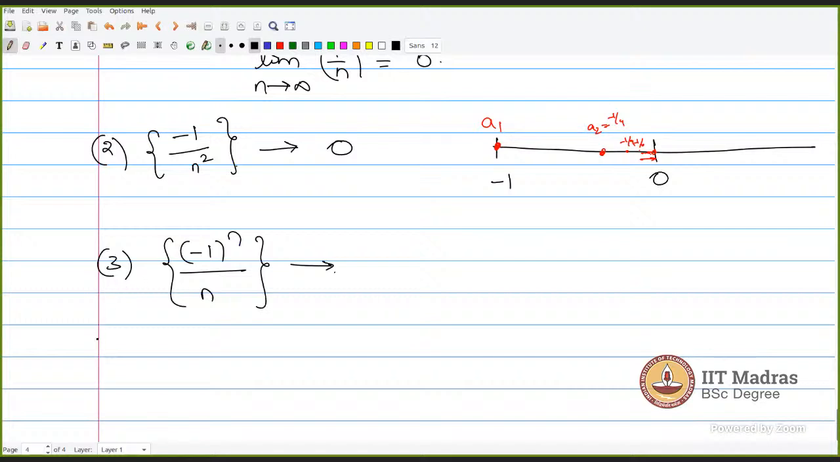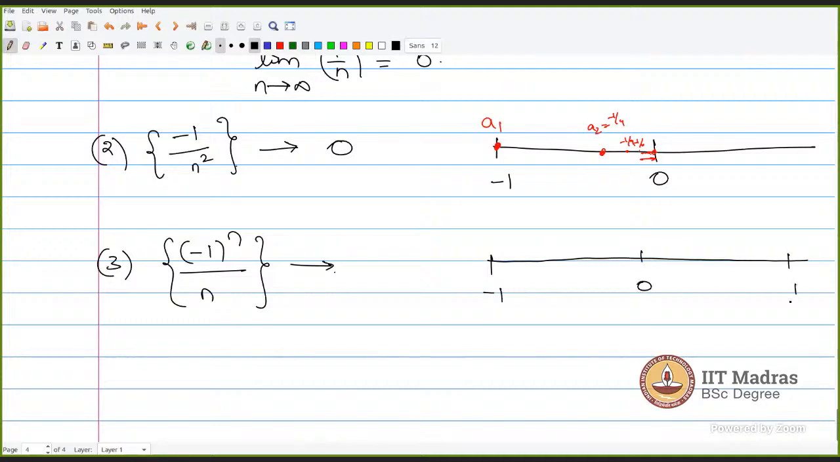Minus 1 to the power n divided by n. Is it converging, sir? Yes, it is convergent towards 0. But will it approach from the left side or the right side? Both sides, sir. When n is odd, from the left; when n is even, from the right.